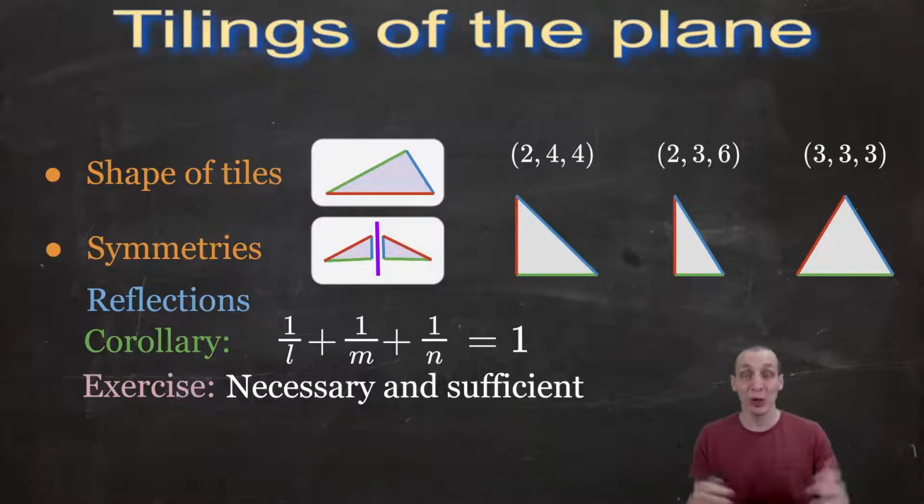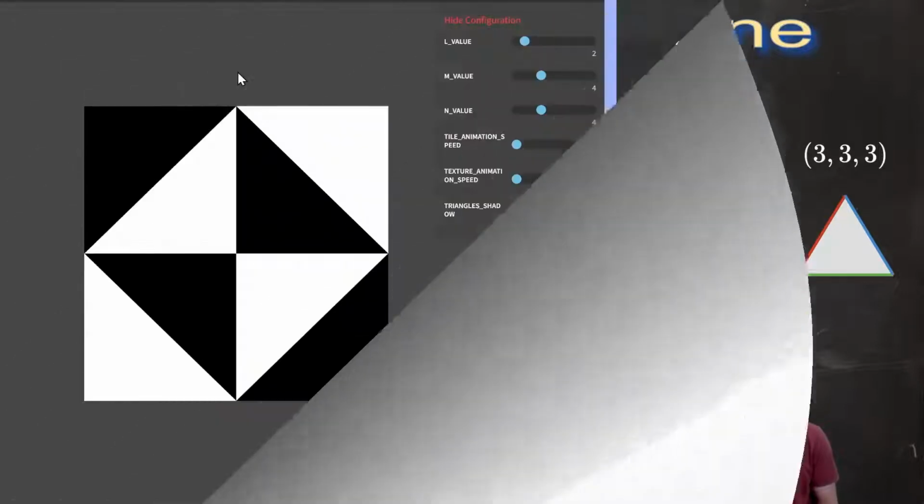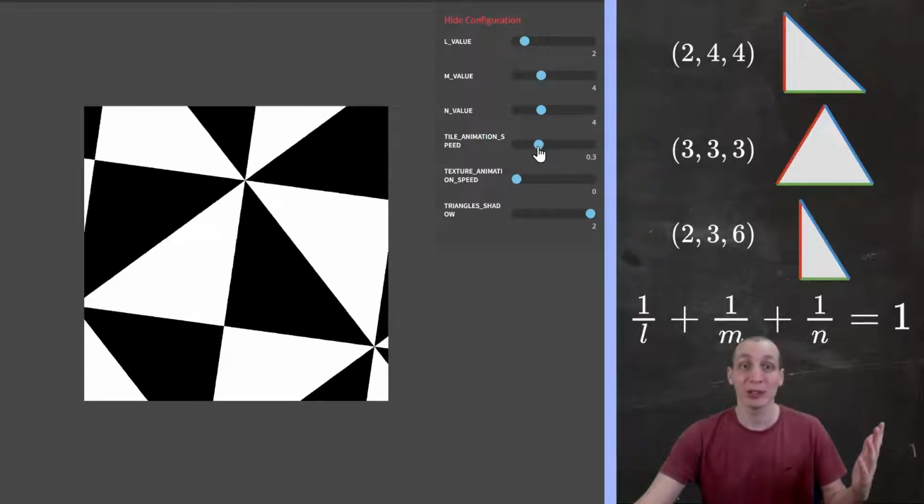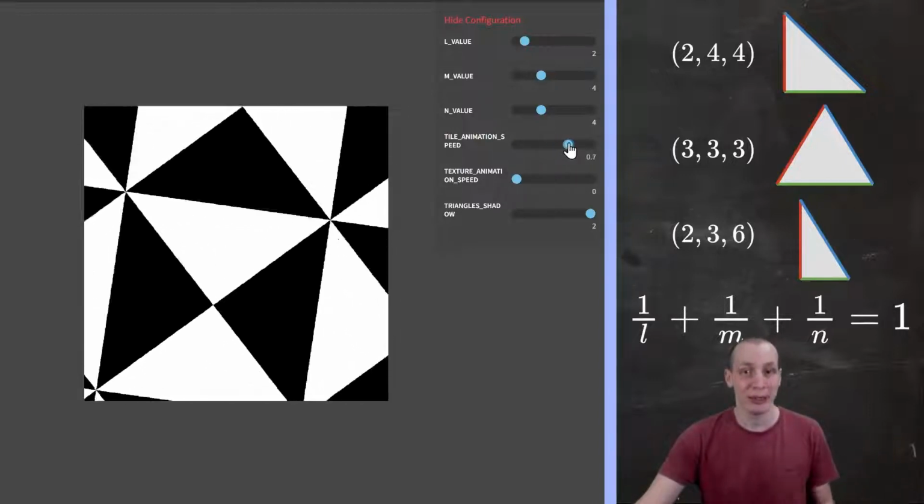So now that you know all of the shapes of triangles that can tile the plane, let's see them in action. Okay, so we start with the 2, 4, 4 triangle, and we see here a very small portion of the full tiling with this triangle. So this is a 2, 4, 4 triangle, and all of the rest are its reflections. Now if we want to see other parts of the tiling, we can move around, add a little bit of dynamics, and see them moving here.